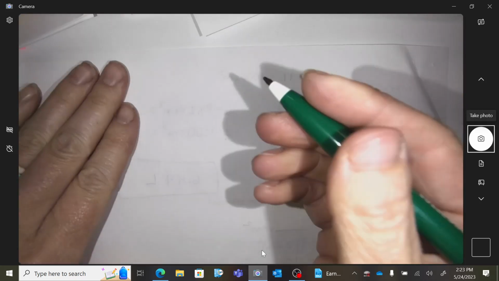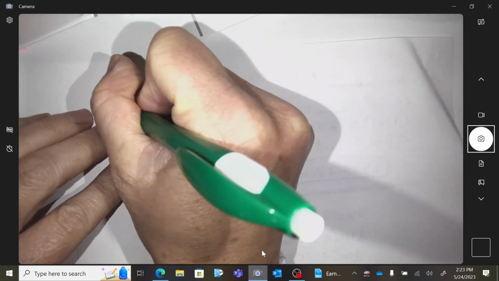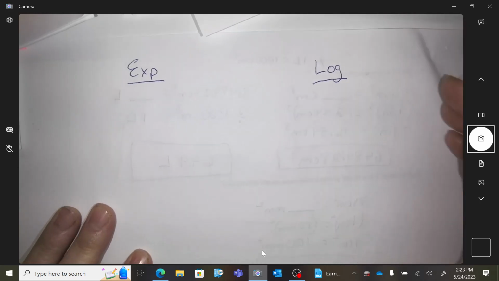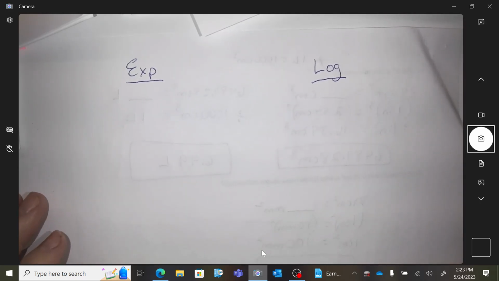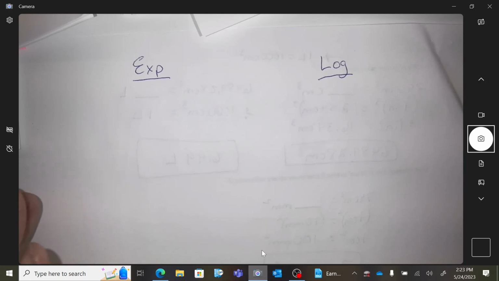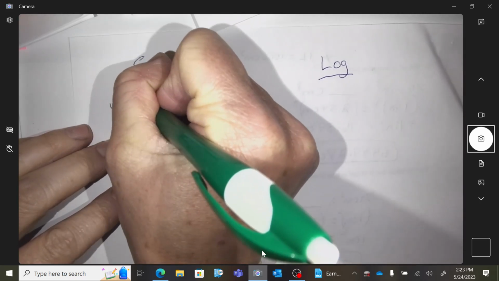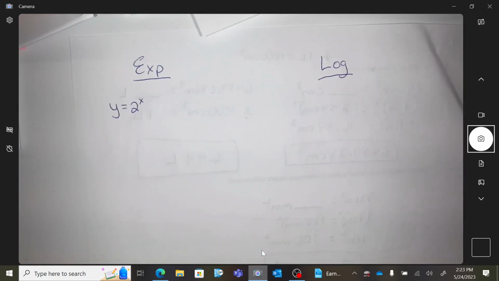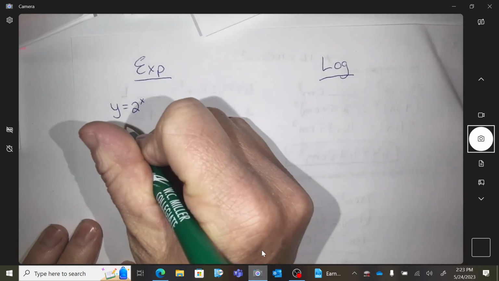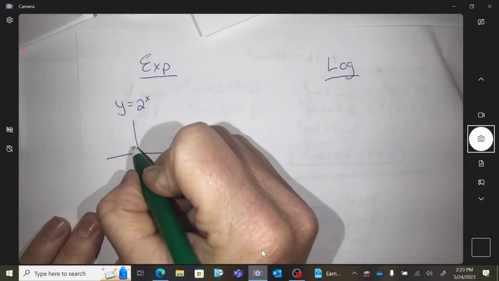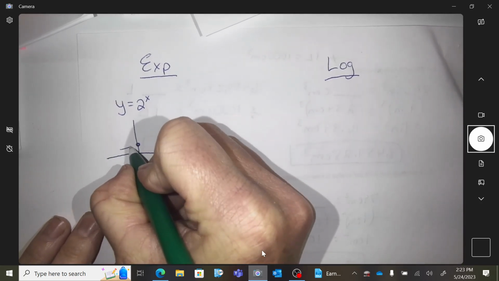Okay, let's recap. Exponential versus log. The graphs. Okay, the basic exponential. So I'm just going to give you an example like this. Y equals 2 to the x is an example of an exponential equation. And it would look something like this.